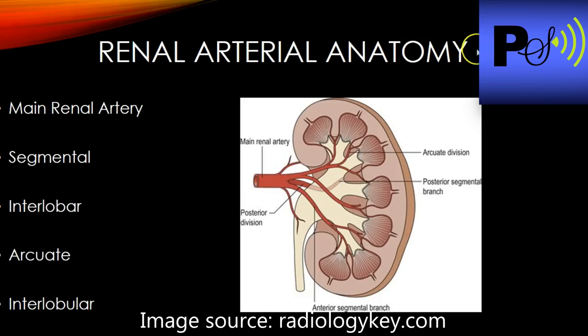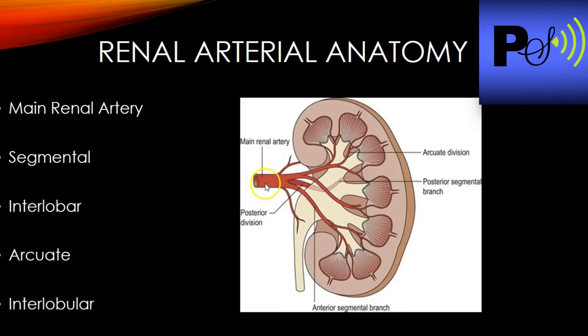Alright, so renal arterial anatomy, you have your main renal artery right here, which comes off the aorta. The segmental arteries, there's usually about 5, that can vary. The interlobar arteries, which are right here. Here they're saying that this is arcuate, but I believe that these are the arcuates here. And then the interlobulars are all the way at the very superficial part of the cortex.